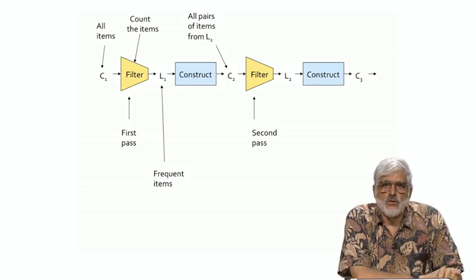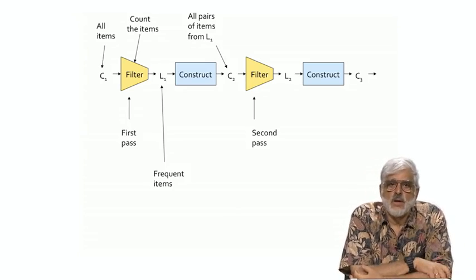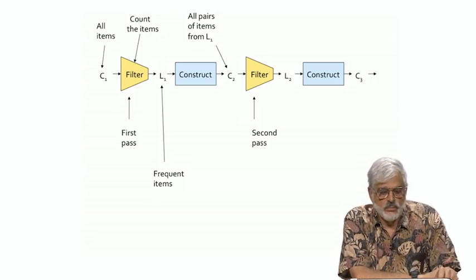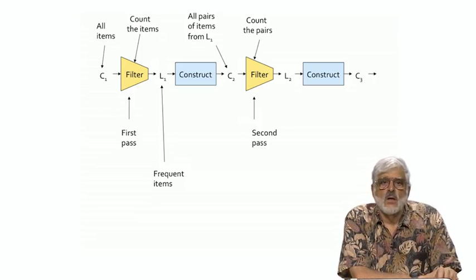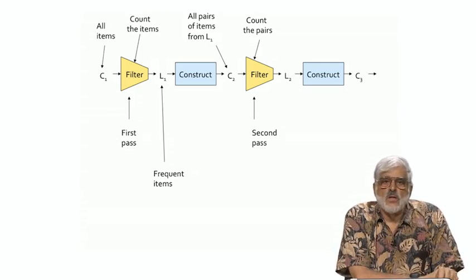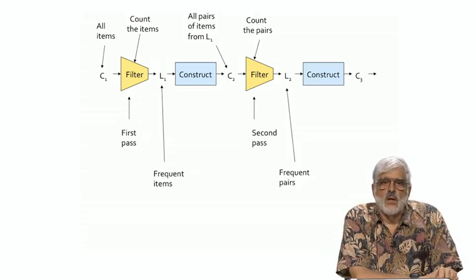From L1, we construct C2, the set of candidate pairs for the second pass. In this case, we don't actually do anything. The set C2 is defined implicitly from the list of items in the set L1. The filter step for the second pass counts all the pairs in C2, and the result is the truly frequent pairs of items.